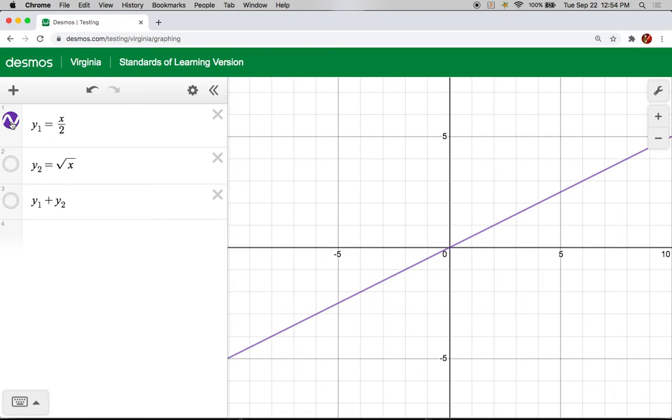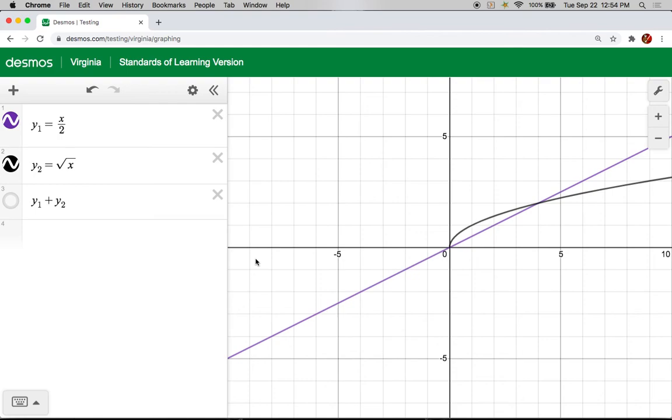Oh, there's a purple line. They don't use the same colors, doesn't matter. So here's the line with a slope of 1/2. Then here is, let me turn that one off. Here's the line with the square root of x, and notice this one, just like we mentioned, looks like the rocket, right? But then I'm going to take both of those and combine them.